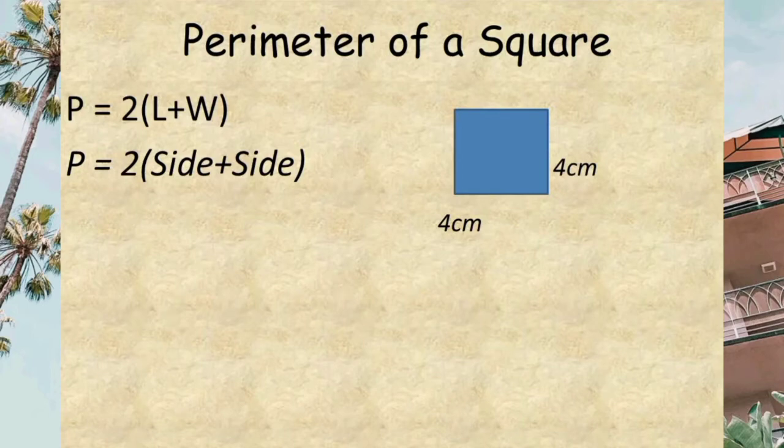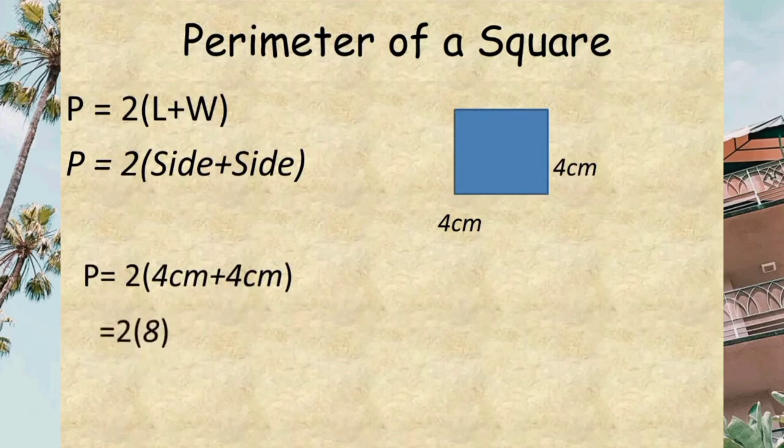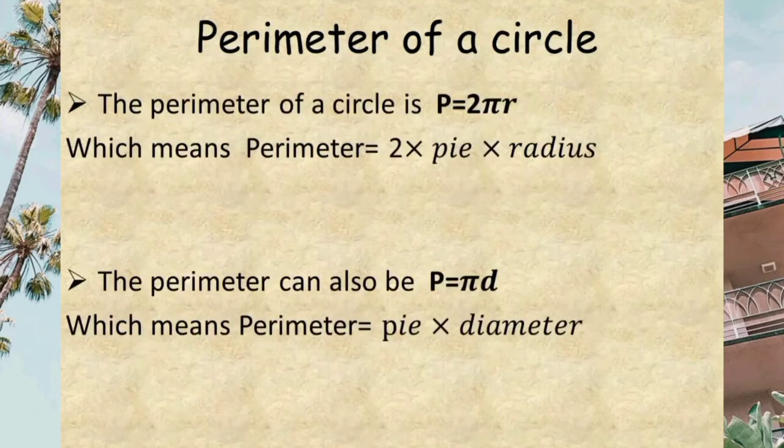Now let's find the perimeter of this square. First we say 4 centimeters plus 4 centimeters, which equals 8 centimeters. 8 times 2 then gives us 16 centimeters, and that is our perimeter. Now that we are done with finding out the perimeter of a square and rectangle, let's move on to a trickier one, the perimeter of a circle.